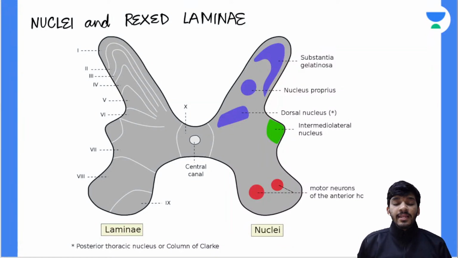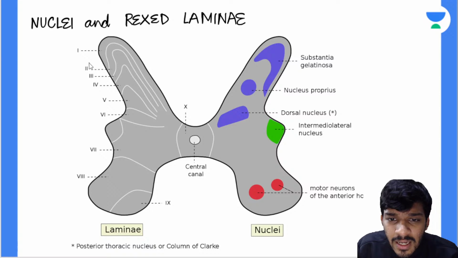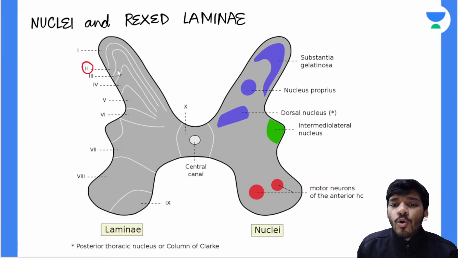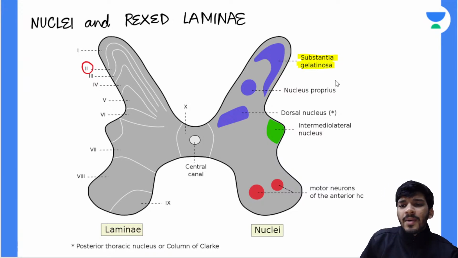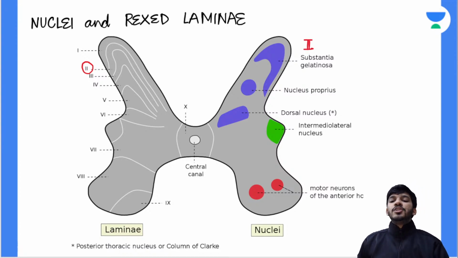So what all do you have to remember first of all? First, the substantia gelatinosa corresponds to Rexed lamina number 2. So I'll just mention it here for you. Just compare here. This is Rexed lamina number 2, and corresponding to it, you have the nucleus called substantia gelatinosa. I'm highlighting it in red so it's very clear for you that Rexed lamina number 2 is substantia gelatinosa.